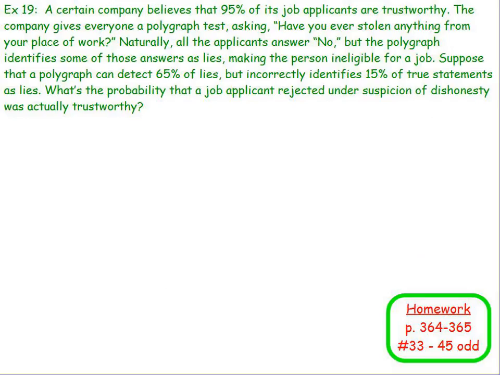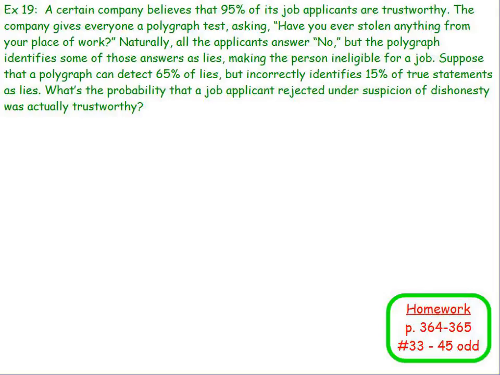Okay, so let's look at this last question. A certain company believes 95% of its job applicants are trustworthy. The company gives everyone a polygraph test asking, have you ever stolen anything from your place of work? Naturally, all the applicants answer no, but the polygraph identifies some of those answers as lies, making the person ineligible for a job. Suppose that a polygraph can detect 65% of lies, but incorrectly identifies 15% of true statements as lies. What's the probability that a job applicant rejected under suspicion of dishonesty was actually trustworthy?